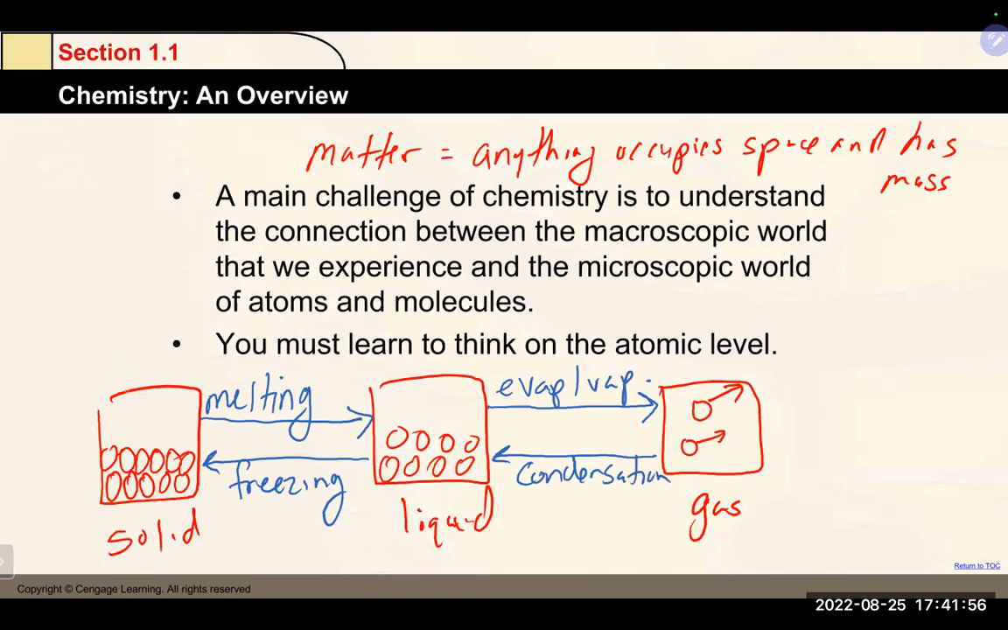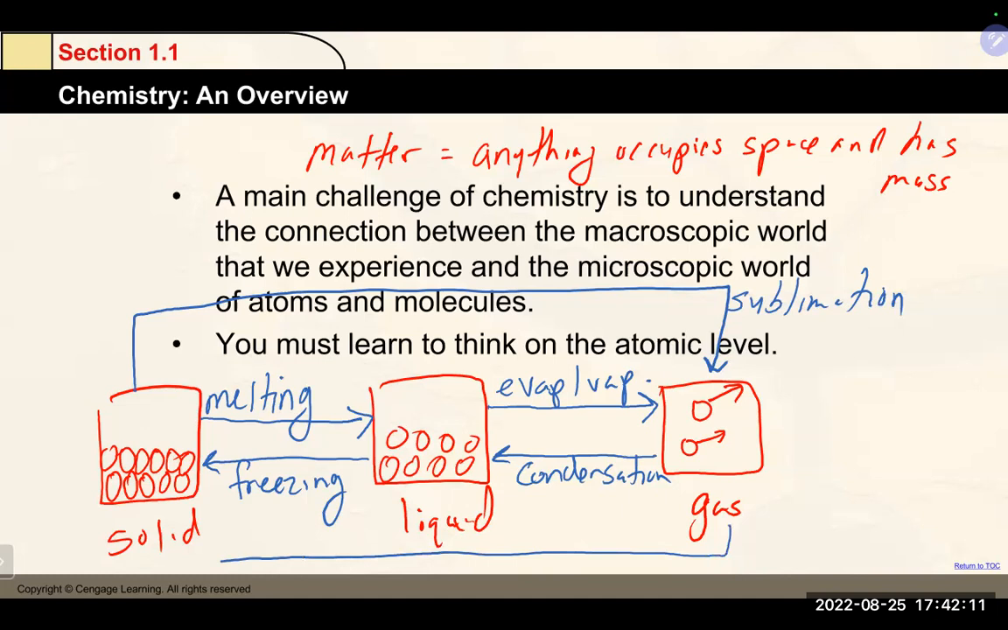We can also go from solid directly to gas, skipping the liquid phase, and that is known as sublimation. We can also go from gas back to solid, again skipping the liquid phase, and that is known as deposition. So in a lot of situations, we look at matter changing phases, going from one phase to the next.